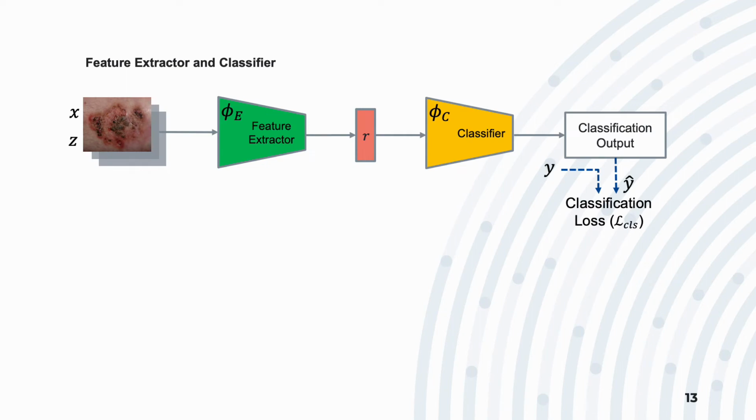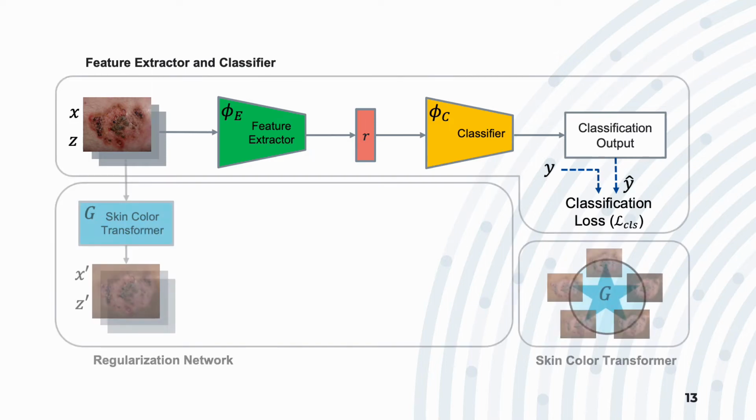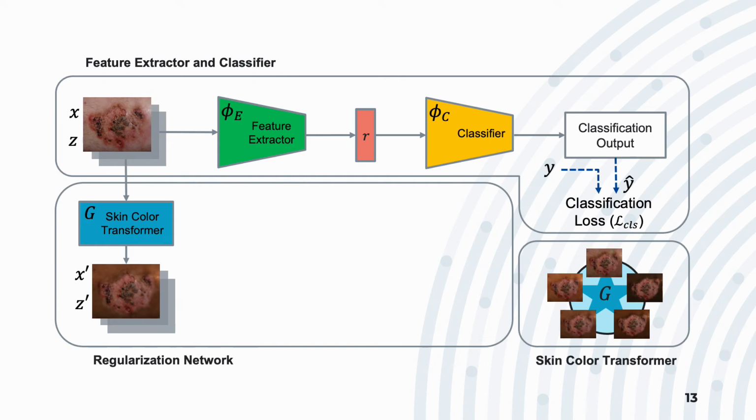So to summarize the approach and to show its pipeline, the main body of the classification model consists of a feature extractor and a classifier. The classification loss enforces the correct classification objective, and we choose VGG16 as our base network. So we use the convolutional layers of VGG16 as the feature extractor, and we use VGG16's fully connected layers as the classifier. Then we add a regularization network to this architecture.